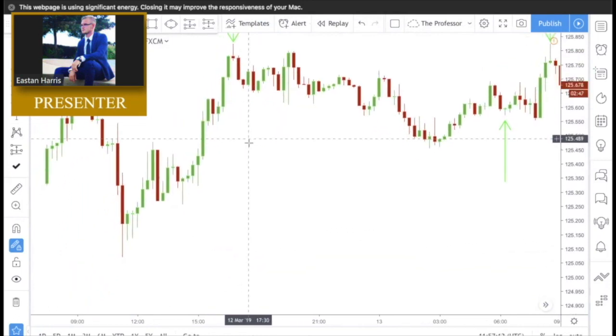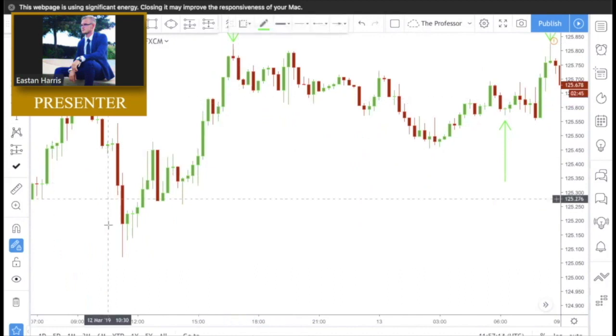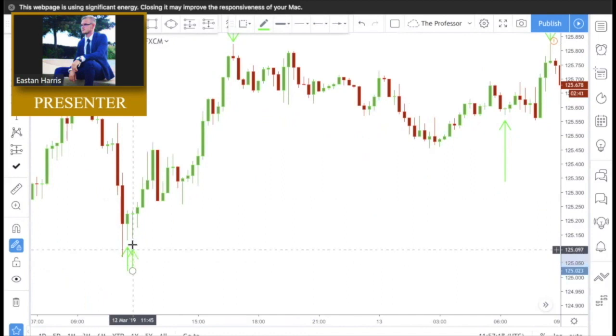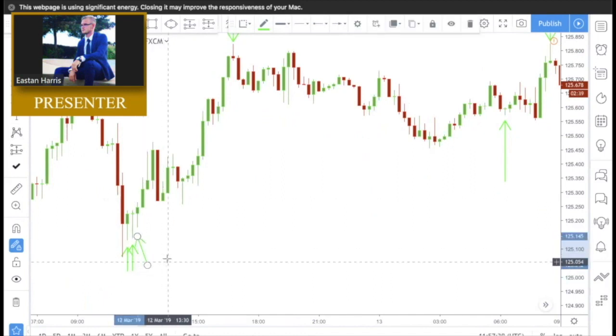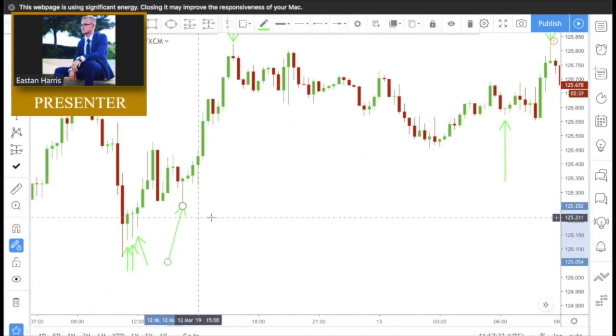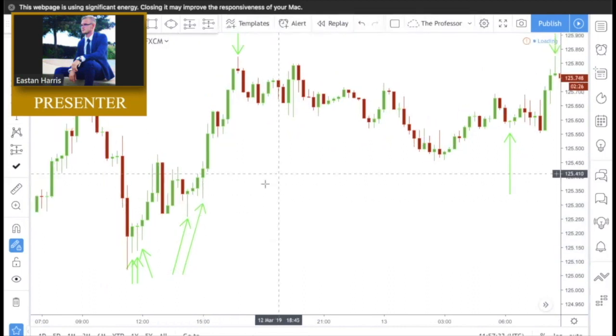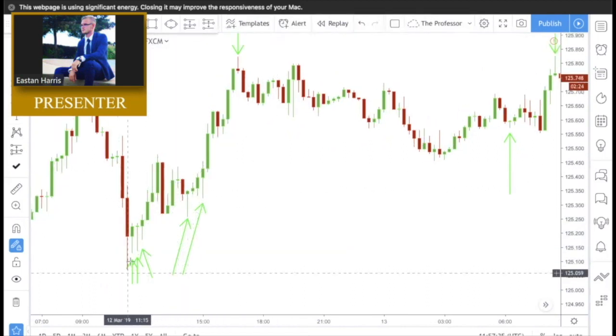Down here, a lot of exhaustions down here. Got 1, 2, 3, 4, 5. 5 exhaustions all through here. And each time one printed, price rose.